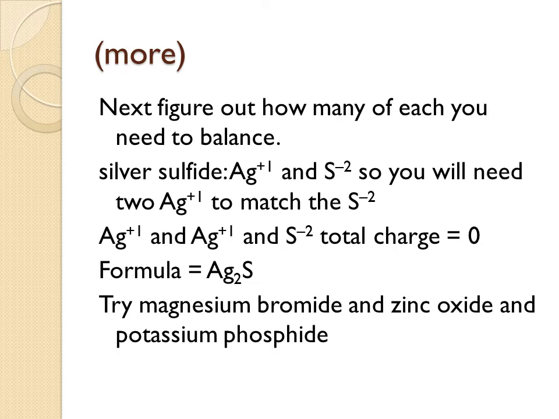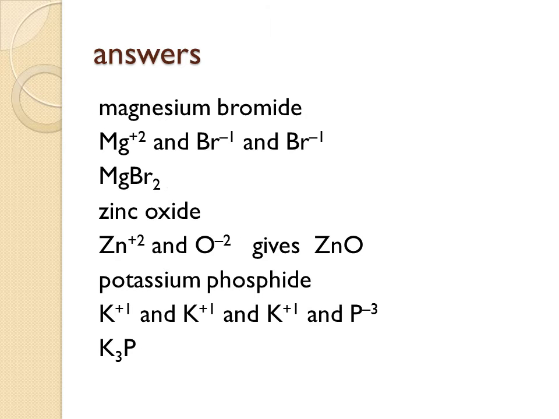Okay, now we're back, so we'll get you the answers. Magnesium bromide would be MgBr2, zinc oxide would be ZnO, and potassium phosphide would be K3P. I've saved calcium nitride for last because that's the trickiest one. Go ahead and try that before you look at the next slide.